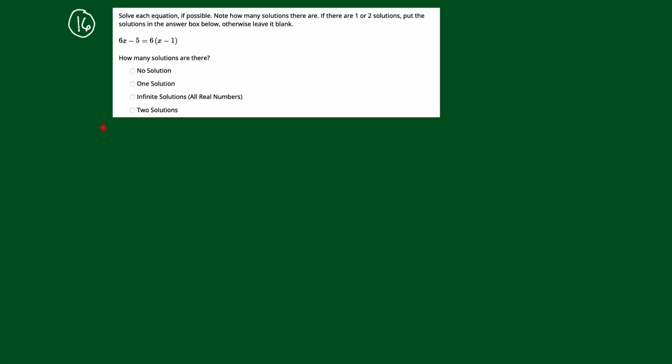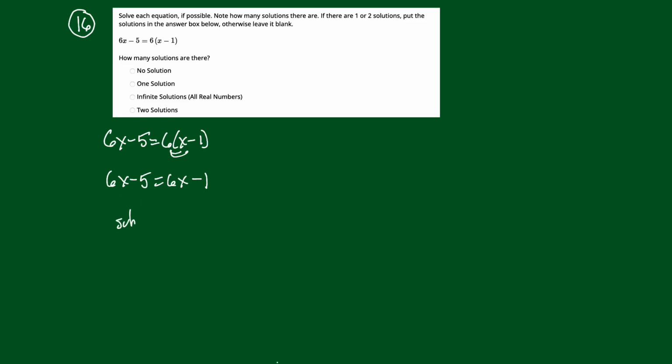So let's solve this equation. I'll write it down here. This is 6x minus 5, and that's equal to 6 times the quantity x minus 1. Let's multiply through. So we'll get 6x minus 5 equals 6x minus 1. Now, can you see already that there's no solution here? The left side is almost identical to the right side. You're going to take any number, multiply it by 6, subtract 5. Then take that number, multiply it by 6, subtract 1. These are not going to be the same.